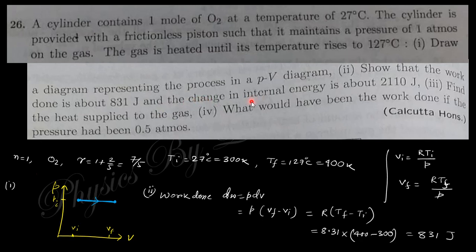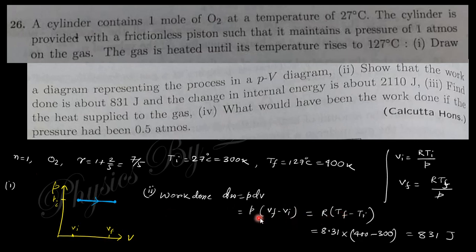The change in internal energy is about 2110 joule. Find the heat supplied to the gas. What will be the work done in this? So you can see here, first you need to draw this process. Since the pressure is constant, this is an isobaric process, right? So the work done equals P dV. The pressure is constant, volume changes, so V_f minus V_i.